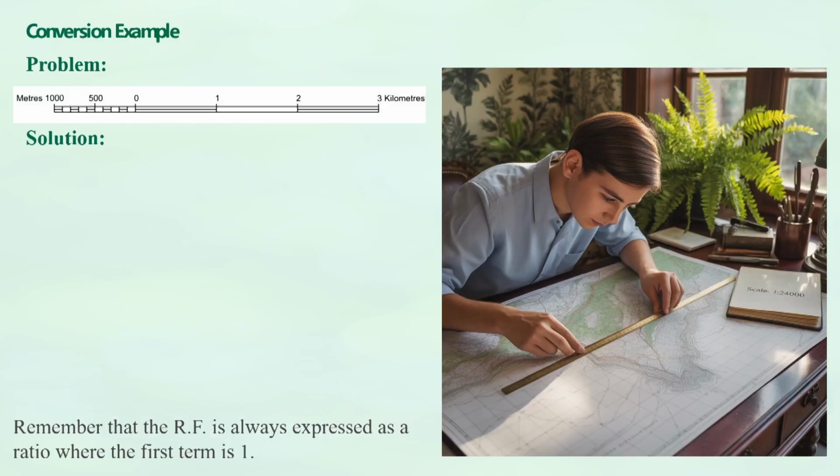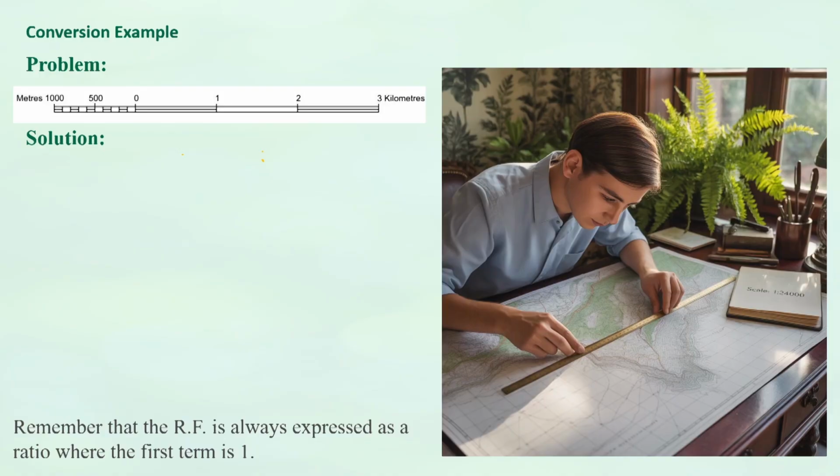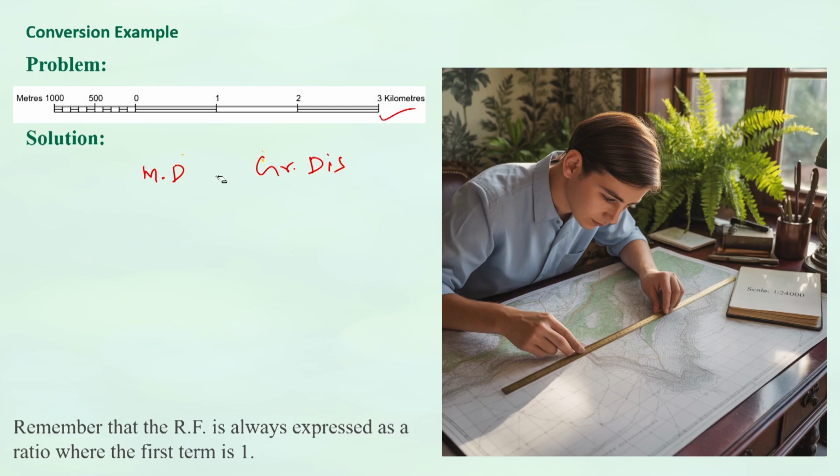Now, look at this scale. The map scale is given in graphical type. Look at this screen. Here the scale is given in graphical format. We need to convert this graphic scale into a representative fraction. Representative fraction is all about the ratio between map distance and ground distance. So, what is the map distance you want to find? Then you have to find the ground distance for calculating the representative fraction. The representative fraction is map distance divided by ground distance.